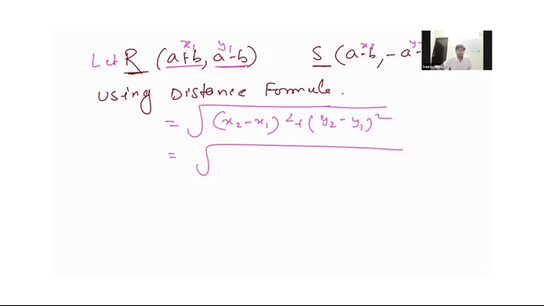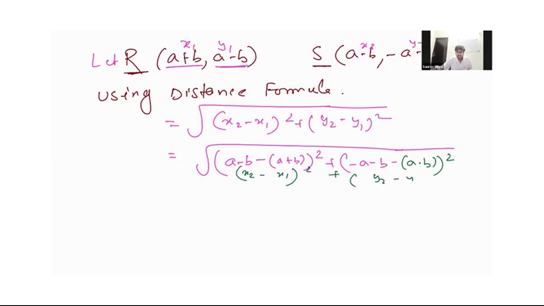So x2 minus x1 means a minus b minus of x1, which is a plus b, whole square, plus y2, which is minus a minus b, minus the y1 value. Be clear that the outside sign is minus and the inside value also has a minus component, so we have to write it carefully. This represents x2 minus x1 and this represents y2 minus y1.